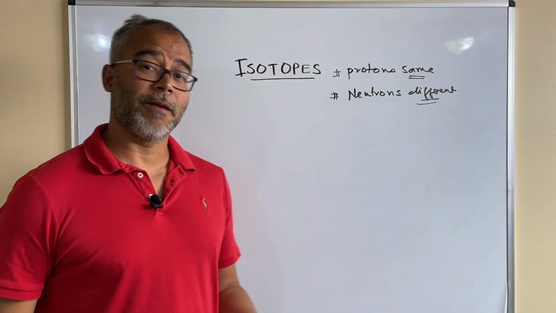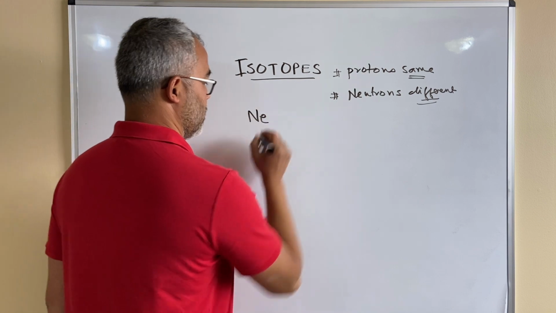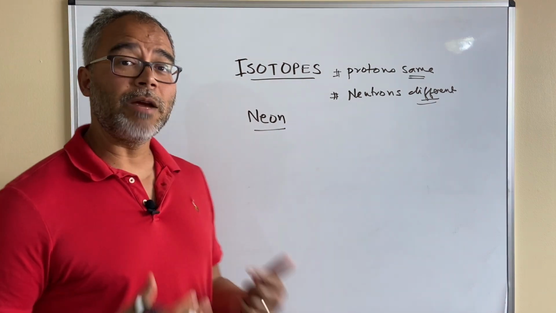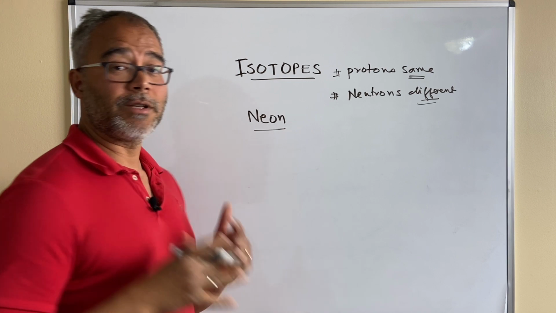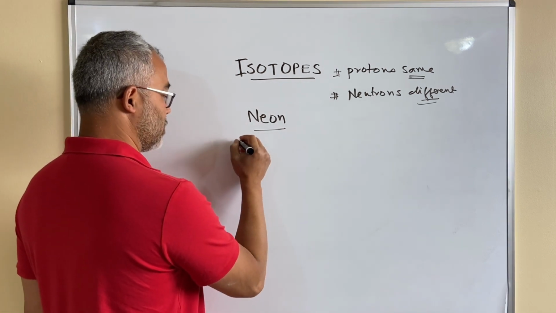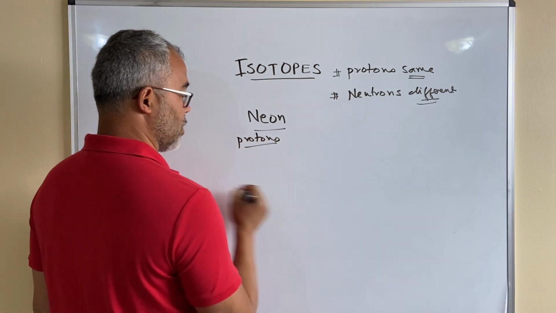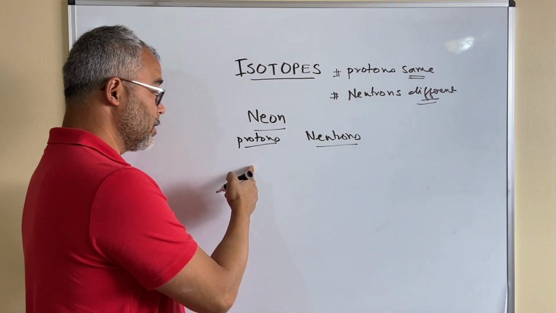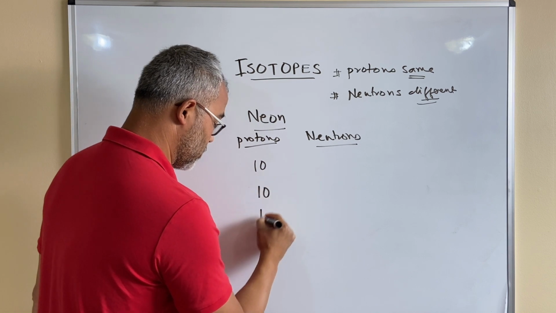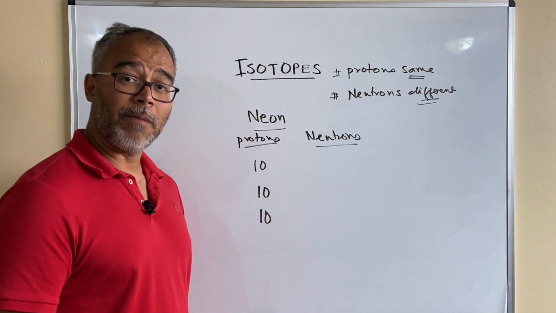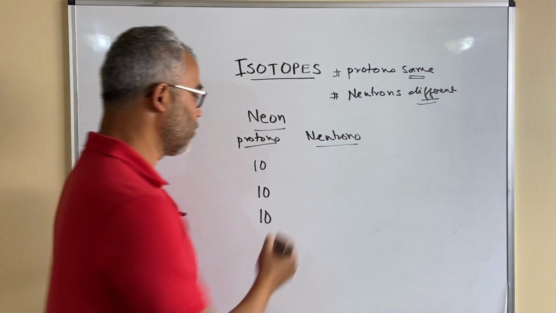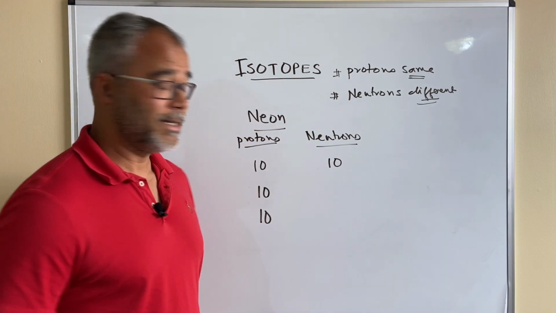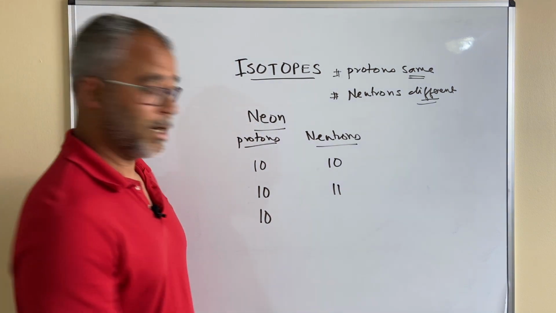Okay, so take for example neon. Neon actually has three naturally occurring isotopes, okay? So it has three members in its family. All those three have the same number of protons, okay? So if I make a table out here and I say protons and then neutrons, the three will have the same number of protons but a different number of neutrons, which means, in the case of neon, one of the members has 10 neutrons, the other one has 11, and the other one has 12.